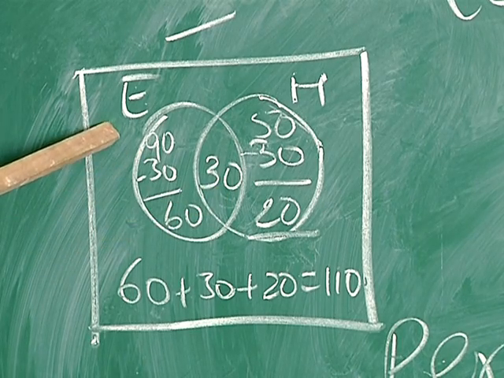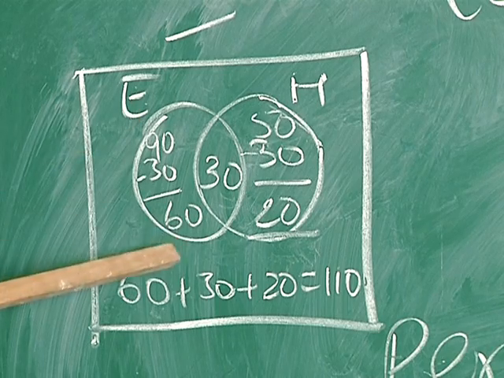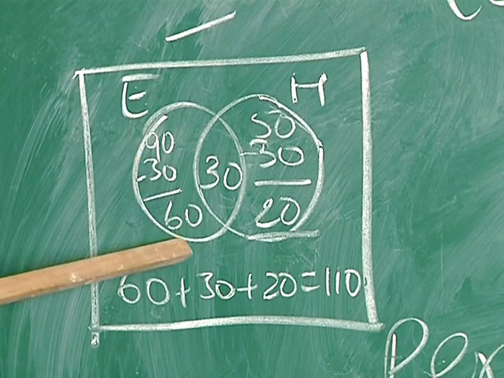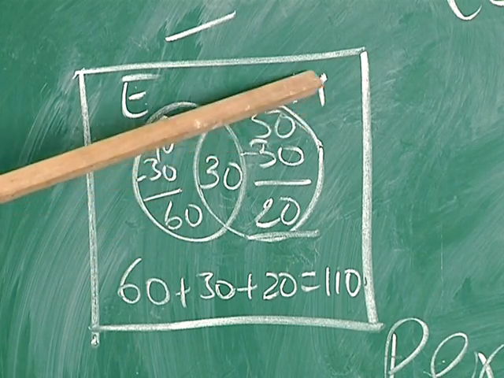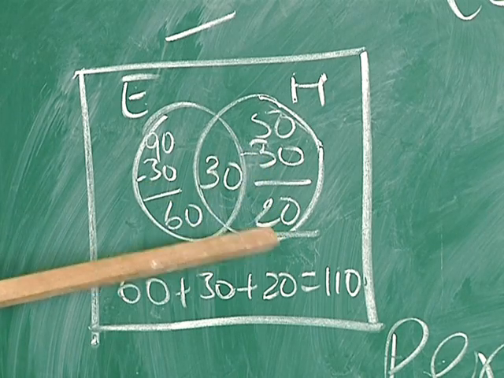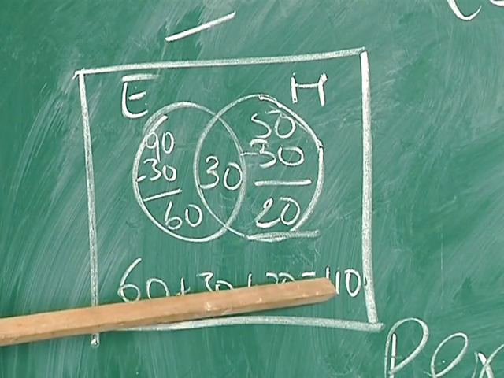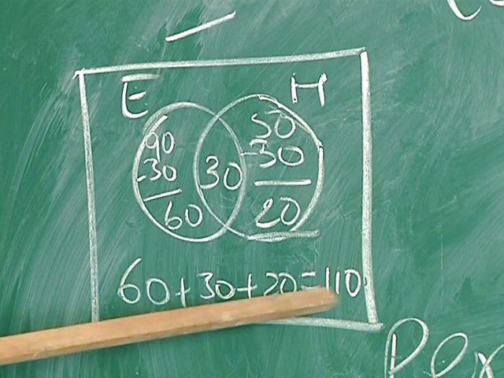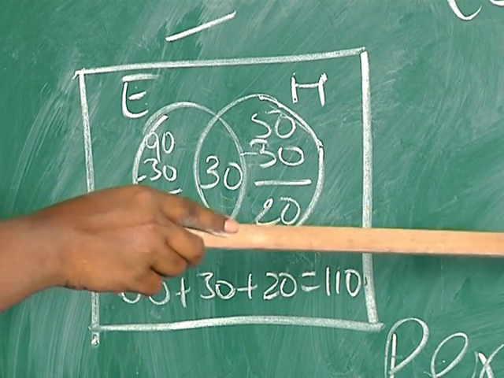Eye problem they gave 90, but how many are having only an eye problem? 90 minus 30 is 60. Same way, heart problem is given as 50. Only heart problem, how many are having? 50 minus 30 is 20. Add all these, we are getting 110. So our calculation for either eye or heart problem is the same.